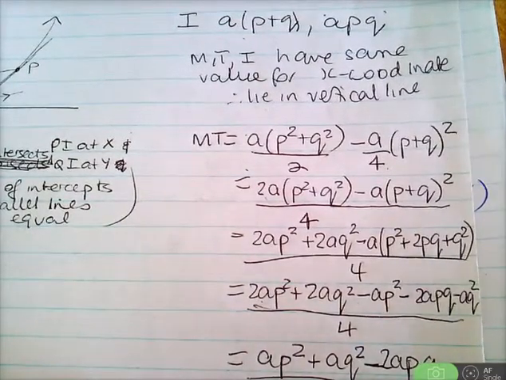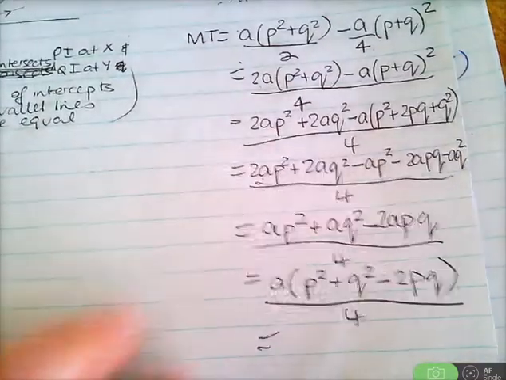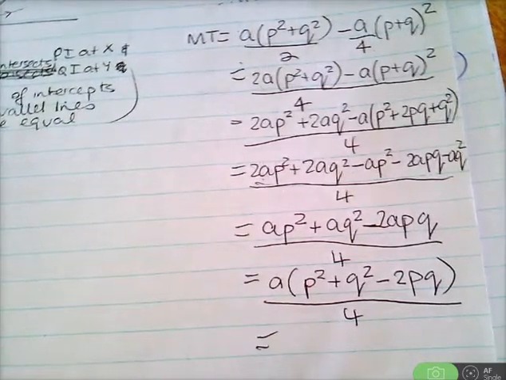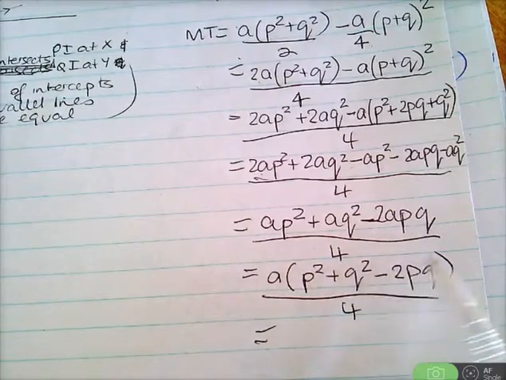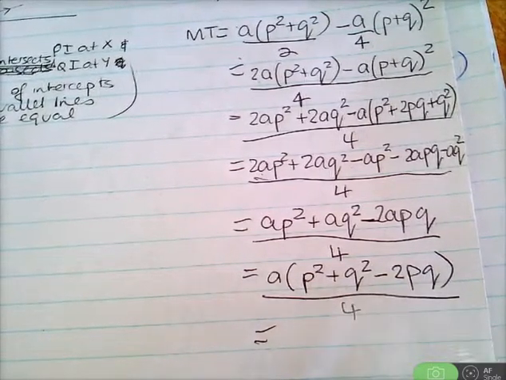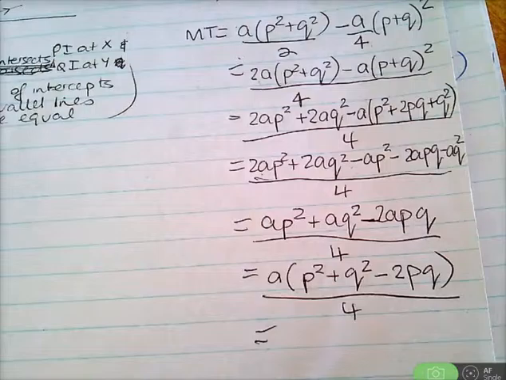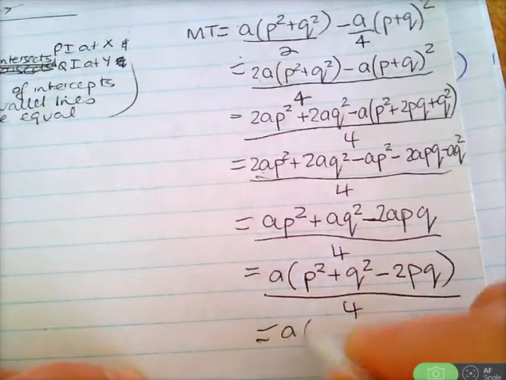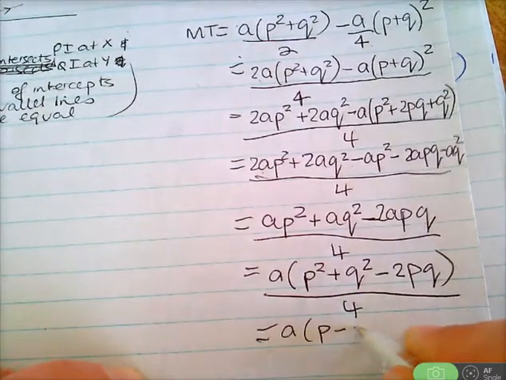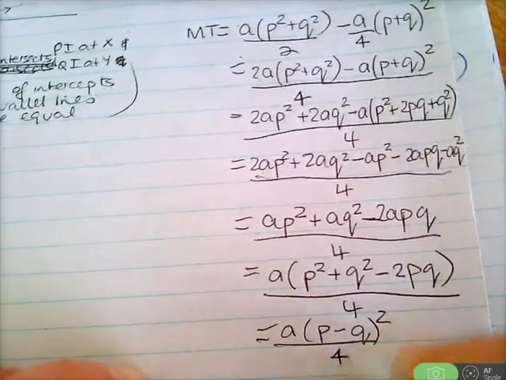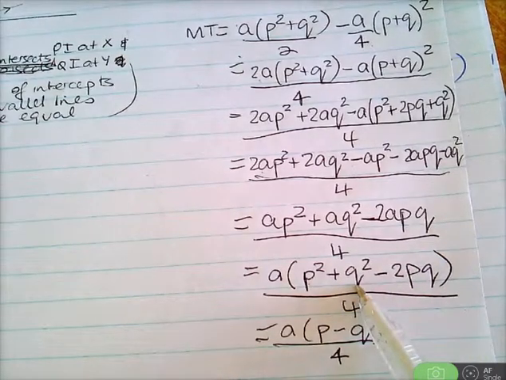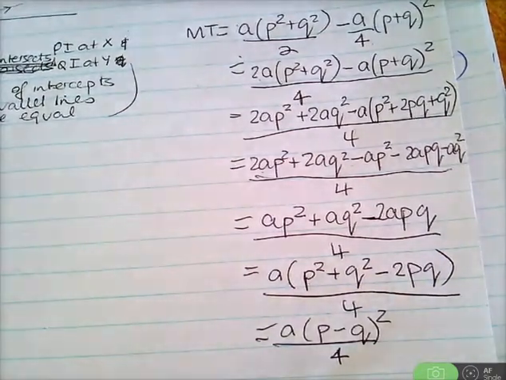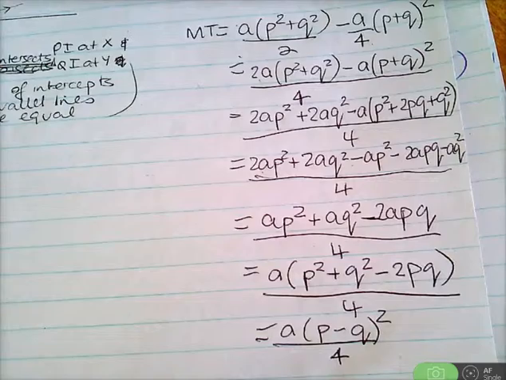That's looking very familiar. Girls, I took an A out from everything. What do you notice that this is? What does that look like? That's a perfect square. A bracket P minus Q squared on 4. Do you see that? That's P squared minus 2PQ plus Q squared. That's a perfect square. We took out an A. That's what MT is.